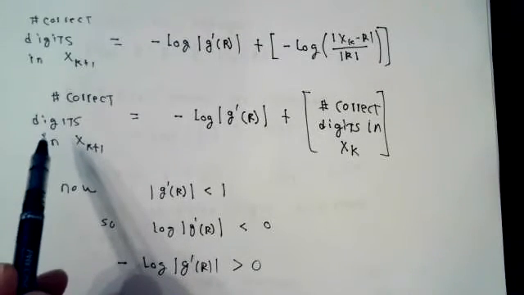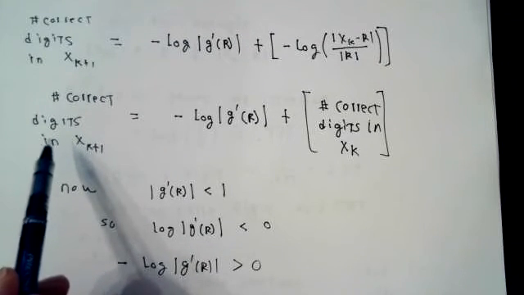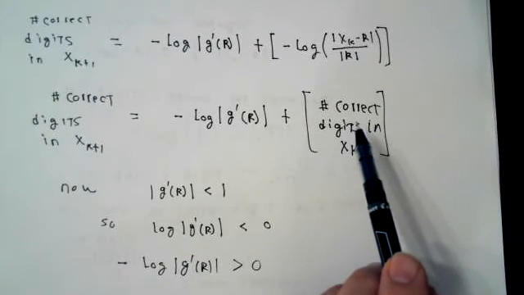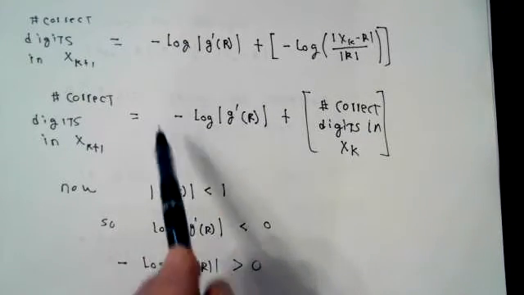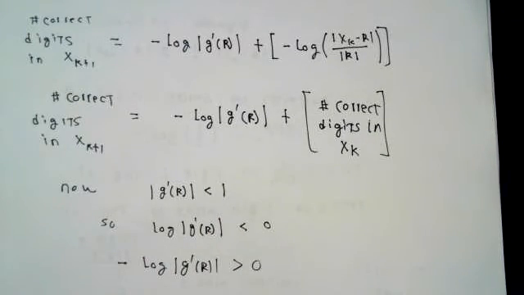The number of digits in x number k plus 1 is the number of digits in x number k plus this number, which does not depend on k. What this means is every time I do a step of Newton's method, or in this case, a generic fixed point method, I'm going to gain the same number of digits.